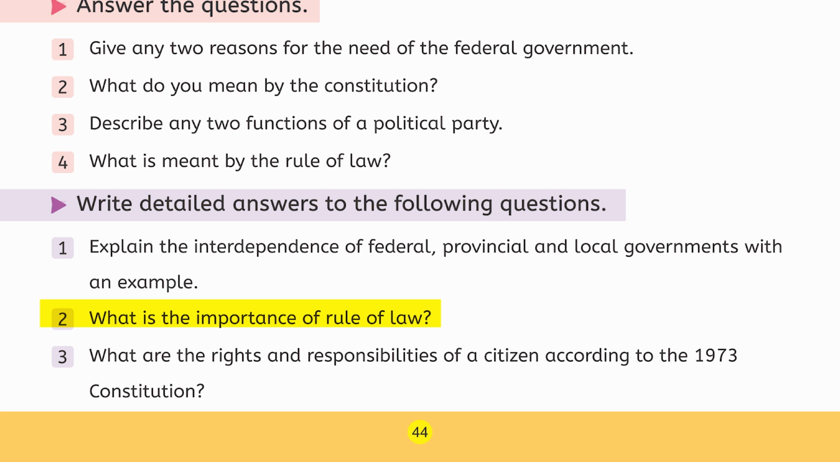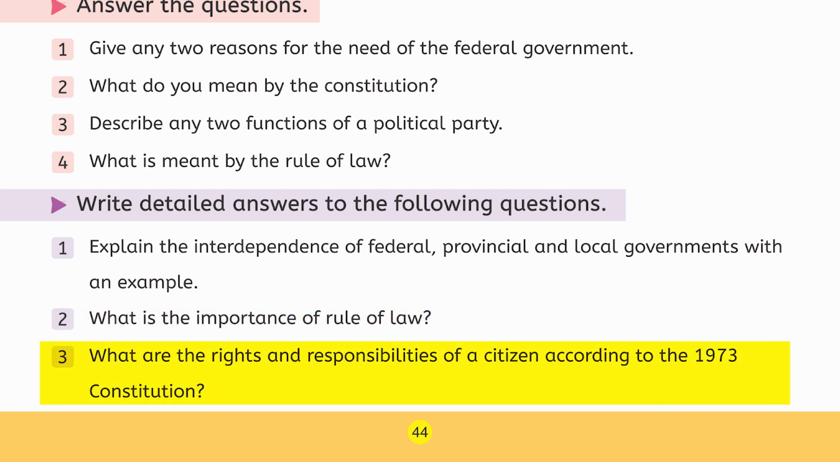Next is, what is the importance of rule of law? Laws protect us from people who might want to commit crimes. If someone breaks the law, they have to face appropriate consequences based on the offense committed. This is important because it ensures that no one is above the law. Without laws, there would be chaos and it would be hard for people to trust each other. The rule of law helps everyone live together in peace.